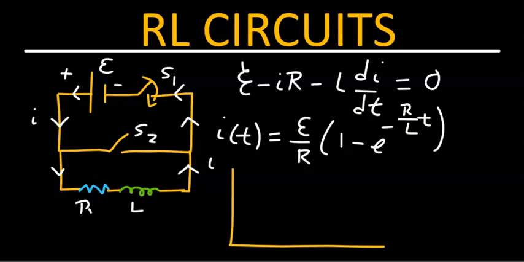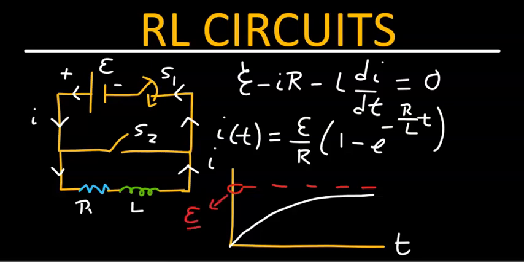Let's try to graph the behavior. So if you plot I versus time, you're going to get a graph that goes like that, namely an exponential growth, where the asymptotic value, or the maximum value, is EMF over the resistance. How fast the electric current gets to the maximum value depends on that term. As you can see, that term consists of an important ratio, namely L over R.